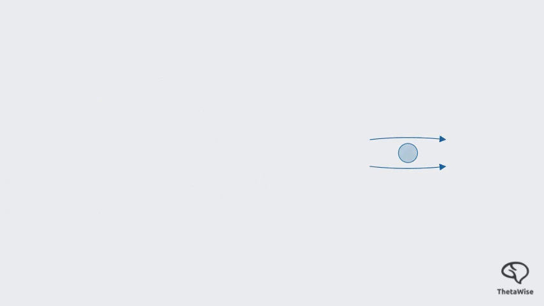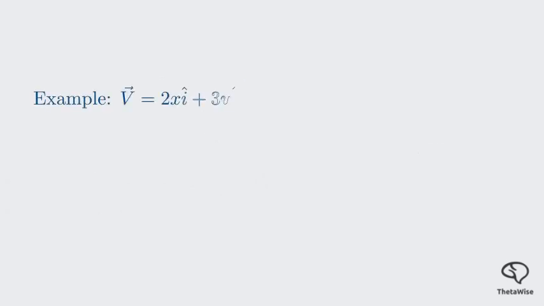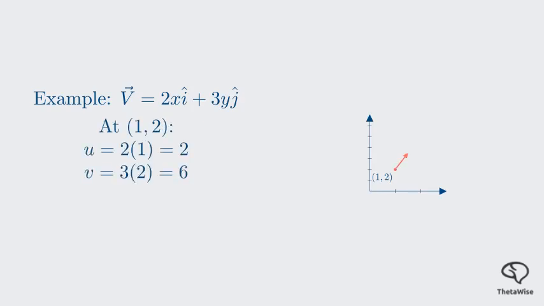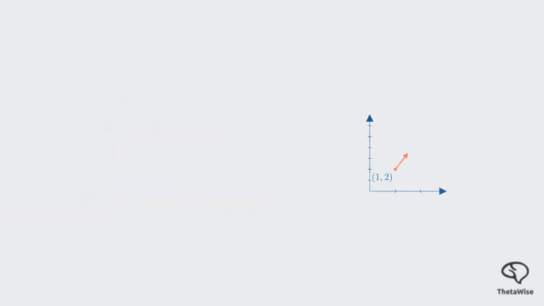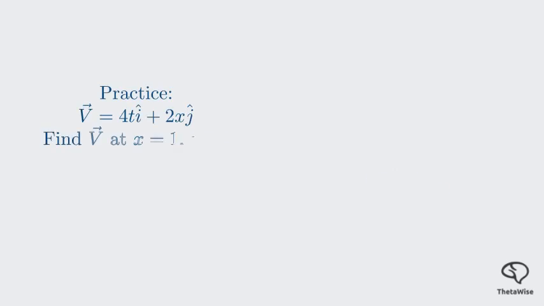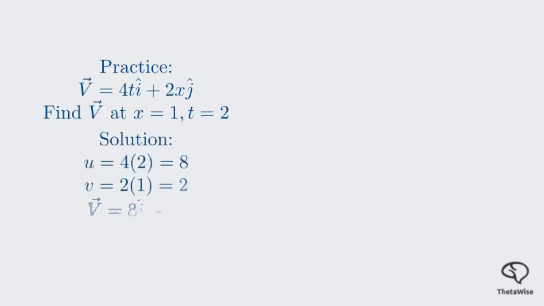Consider a 2D velocity field, where u equals 2x and v equals 3y. At the point (1, 2), the velocity components are 2 and 6. The speed, or magnitude, at that point is the square root of 2 squared plus 6 squared, which is approximately 6.32 units. Try this. If v equals 4t in the i direction and 2x in the j direction, what is the velocity at x equals 1 and t equals 2? The answer is 8i plus 2j.